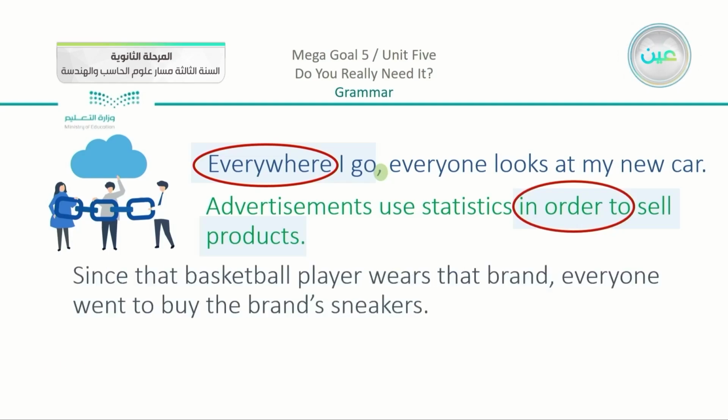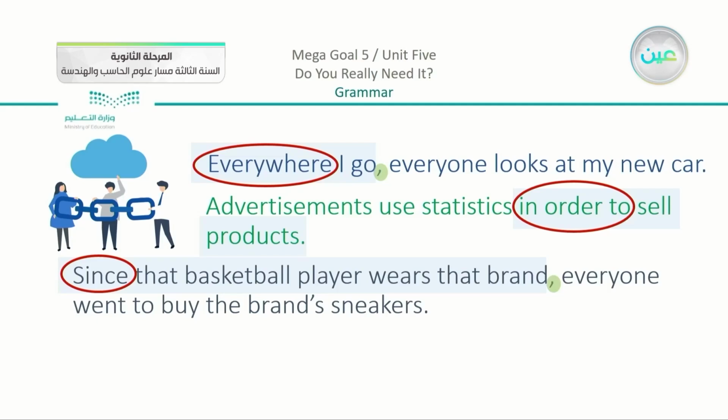Also, we have here, "Since that basketball player wears that brand, everyone went to buy the brand sneakers." So we can see that we have here the adverb clause at the very beginning. You can see that there is the conjunction since. We have the basketball player is the subject, and we have wears is the verb. After that, we have here our comma.